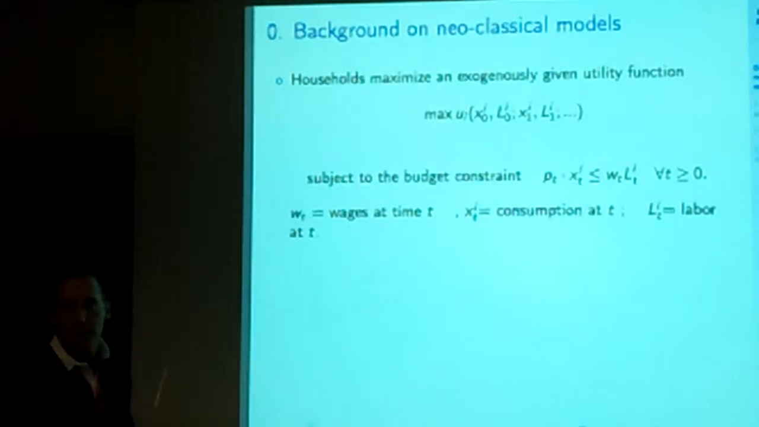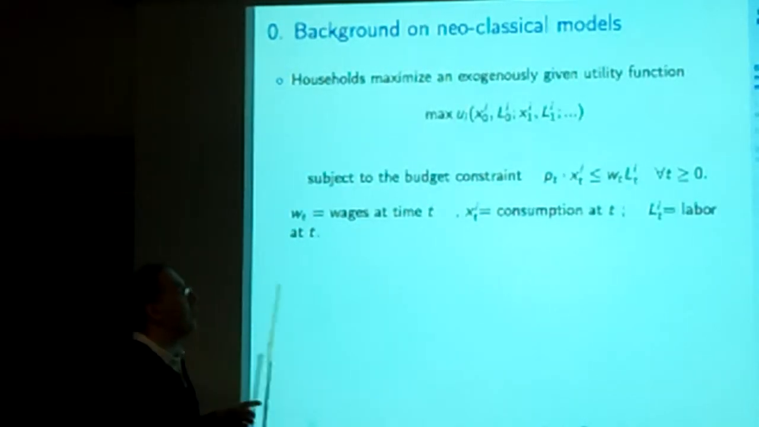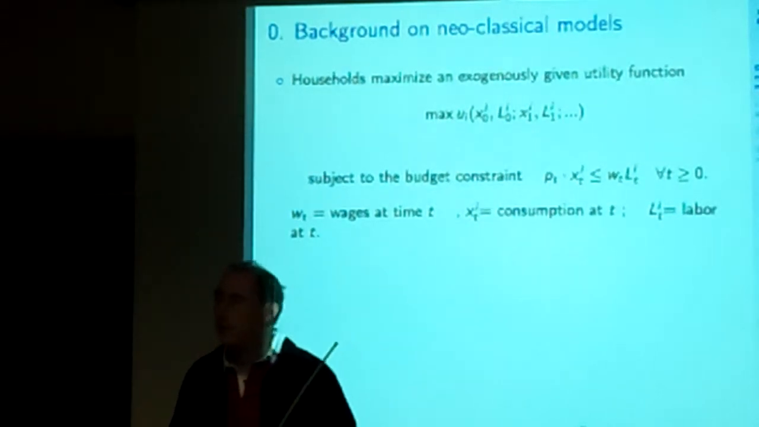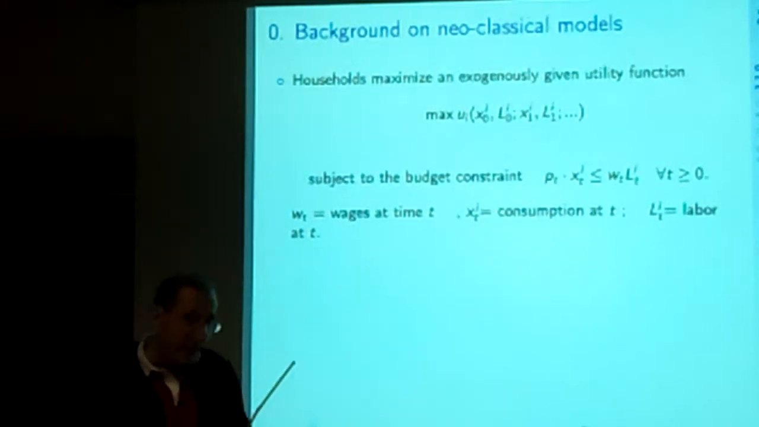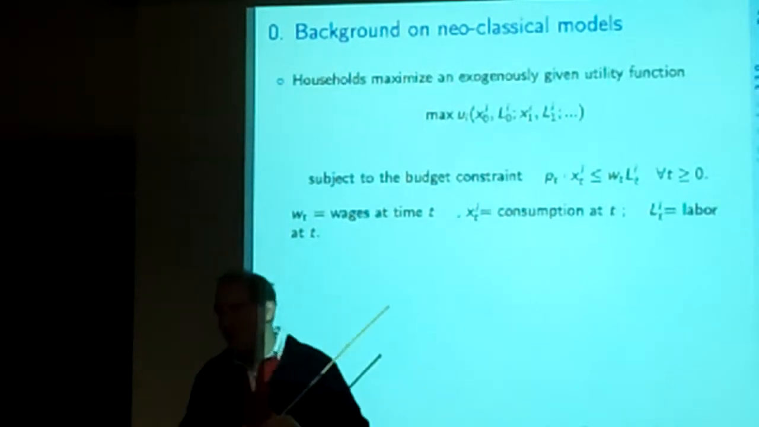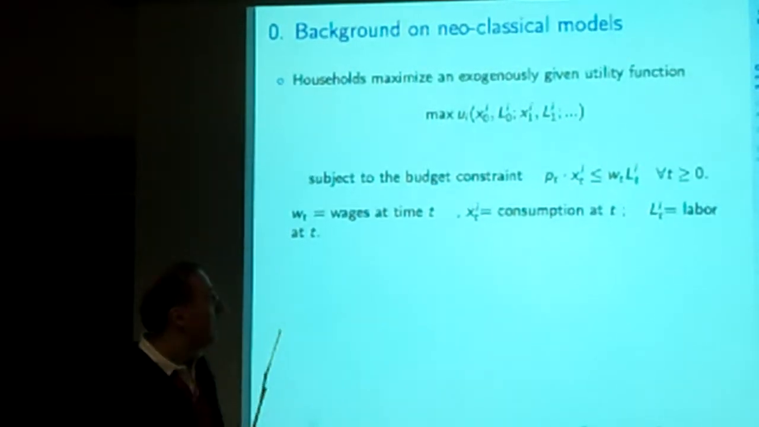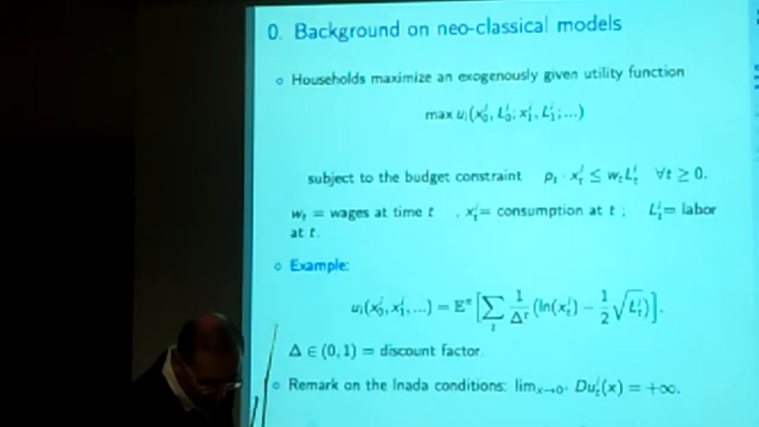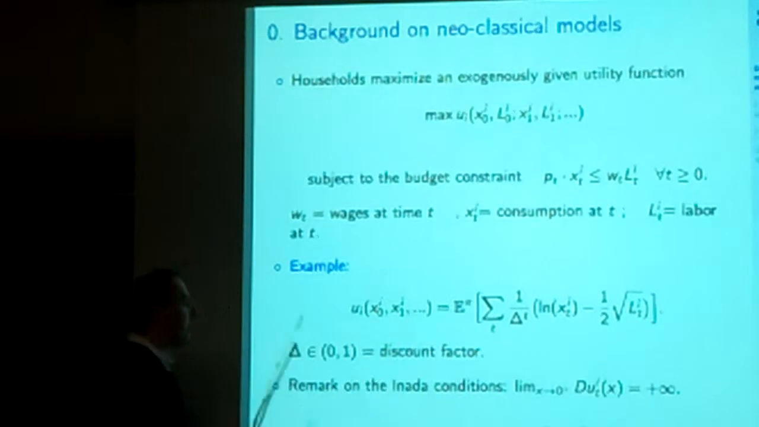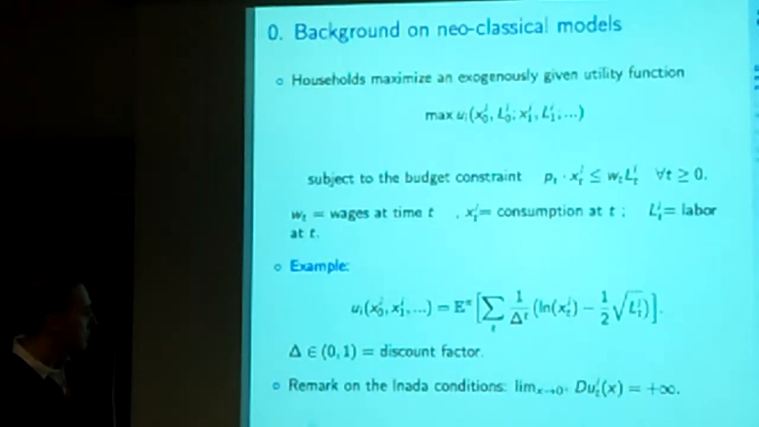There's no credit here, for simplicity, but I could add credit. And no revenues from capital. Just for the presentation, there is no income from capital, but you could add it. No problem. It's not an issue. What is an issue, well, here is just an example of a typical utility function that people use.